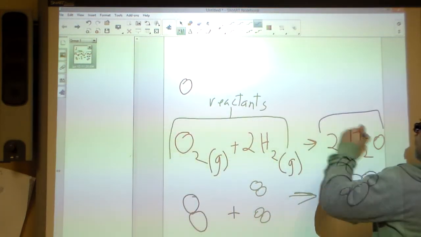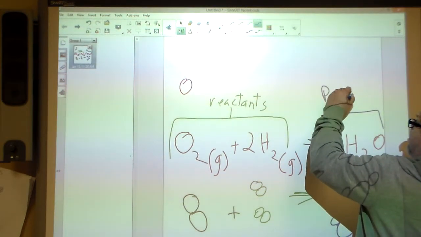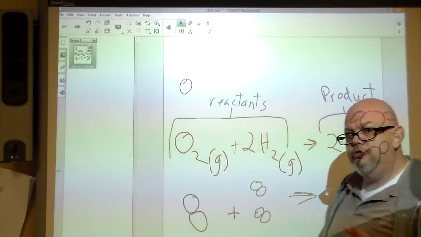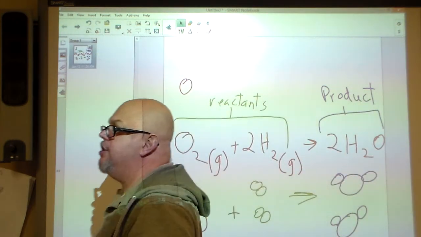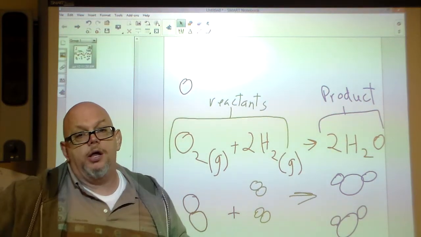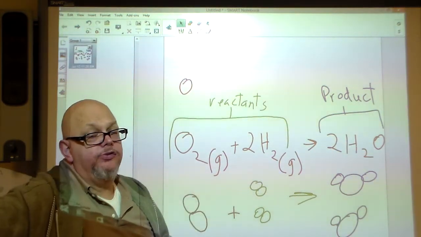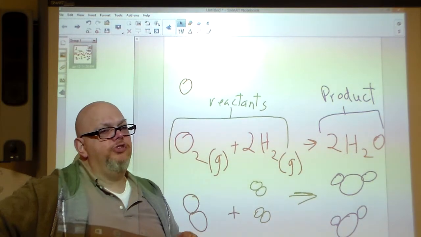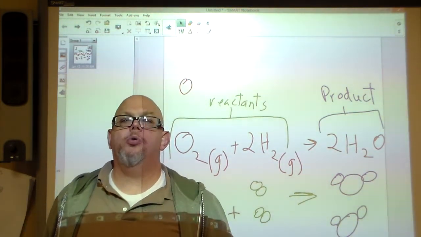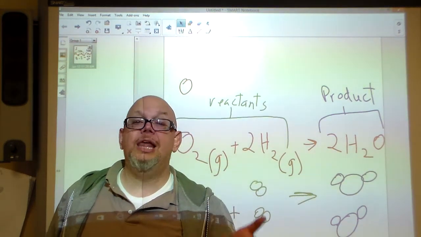All those would be like reactants. On here, you have the product. Now the product is your end result. This is what you're going to get at the end of the equation. Sometimes you're going to get more than one product, so you can have products. Sometimes we're not so much interested in the material product. Sometimes we're interested in what the product is giving off, like light, for example.